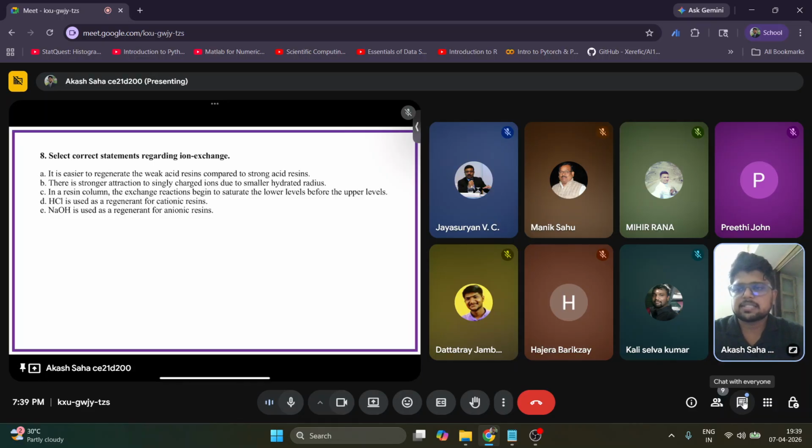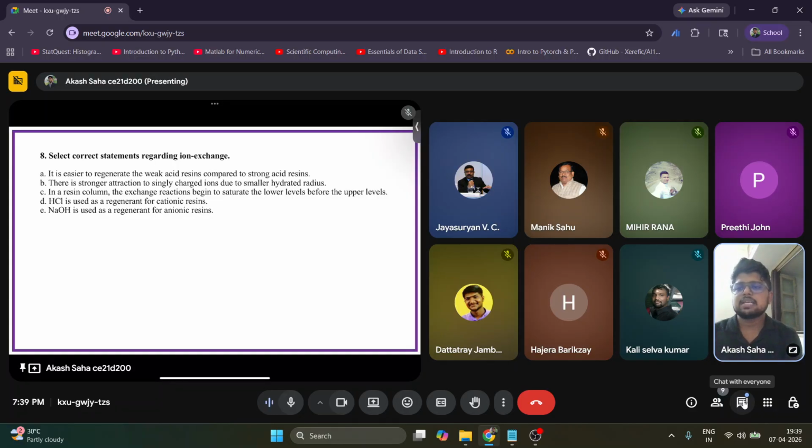Then coming to the second statement, there is a stronger attraction to singly charged ions due to smaller hydrated radius. So in that statement, it is true that a smaller hydrated radius gives more attraction, but charges have the higher affinity. If it is a highly charged ion, then it will have more affinity even if it has a larger hydrated radius. So charges also matter.